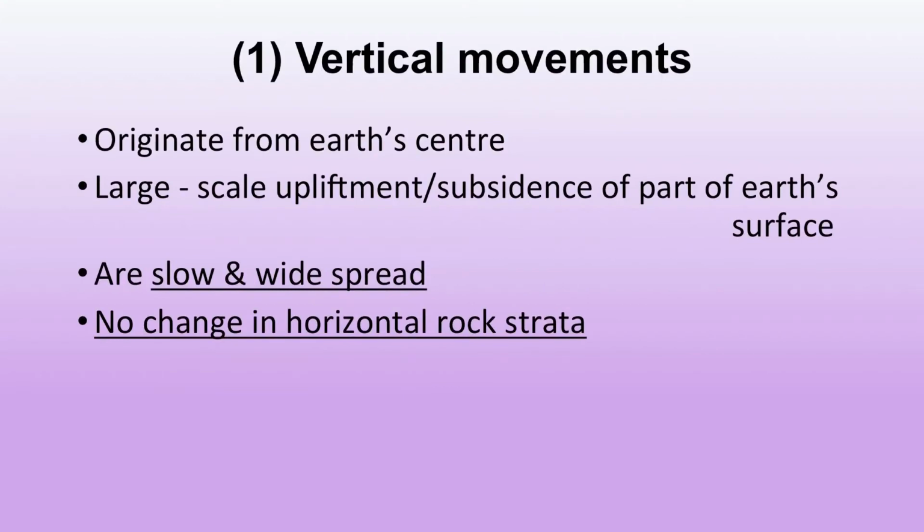Now we will be dealing with vertical movement, which is a type of slow movement. It originates from Earth's center. There is large scale upliftment or subsidence. In upliftment, the Earth's surface rises, and subsidence means it goes down. So it is large scale upliftment or subsidence of part of Earth's surface. It is slow and widespread and there is no change in horizontal rock strata.